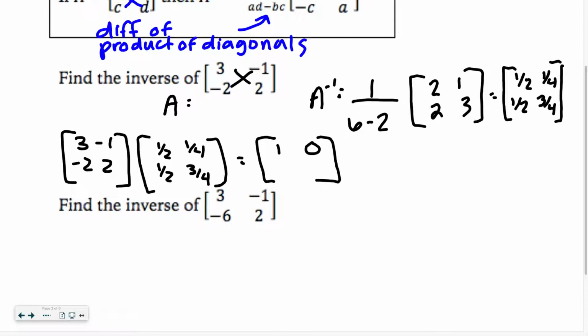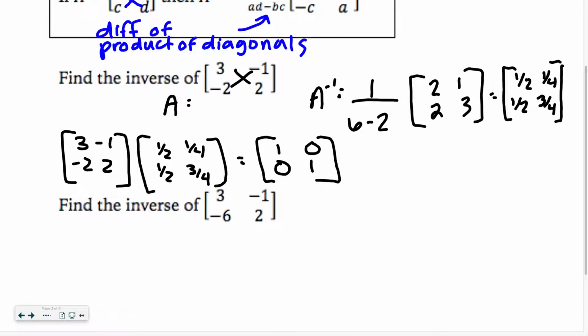And then I would take the second row, -2, 2, and multiply by the first column. -2 times 1/2 plus 2 times 1/2, 0. -2 times 1/4, that's -1/2. Plus 2 times 3/4, that's like 6/4 or 3/2. So that's -1/2 plus 3/2 or 2/2, which is 1.